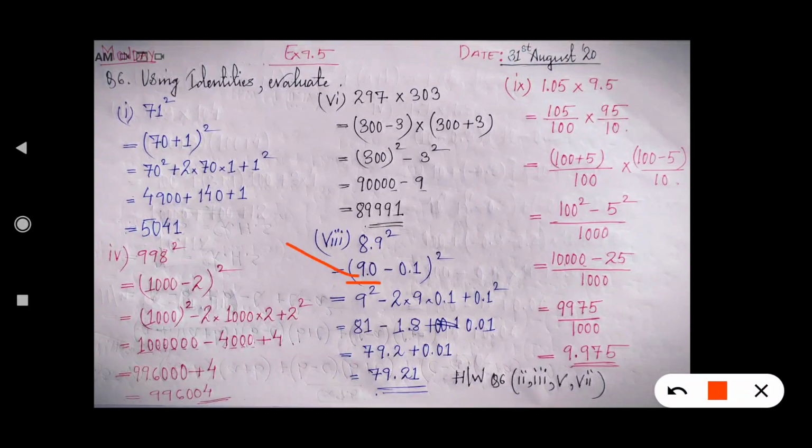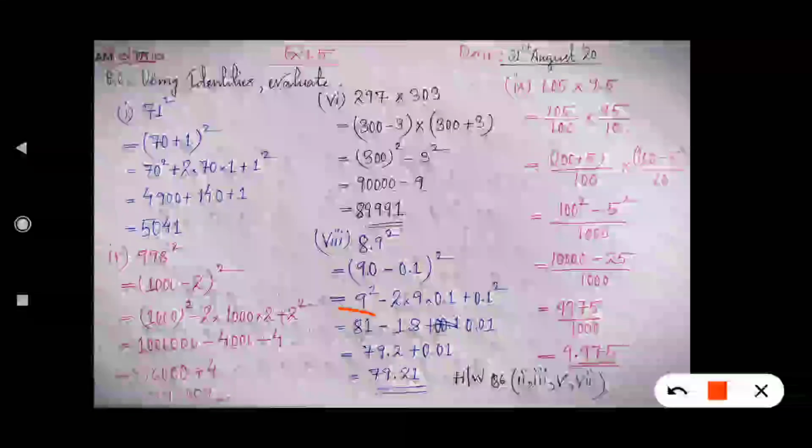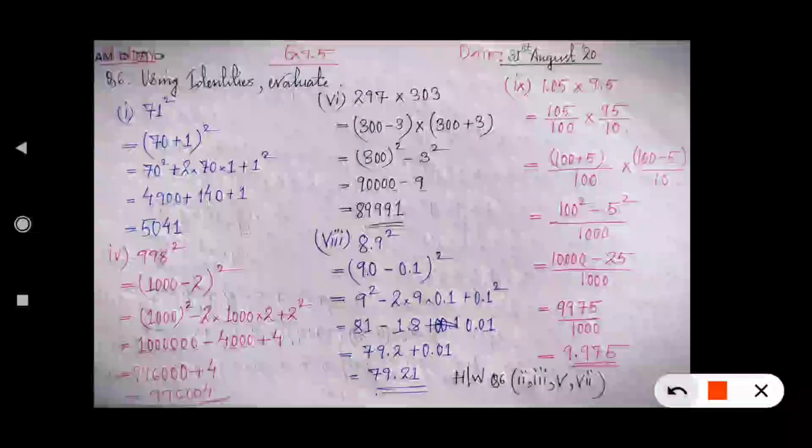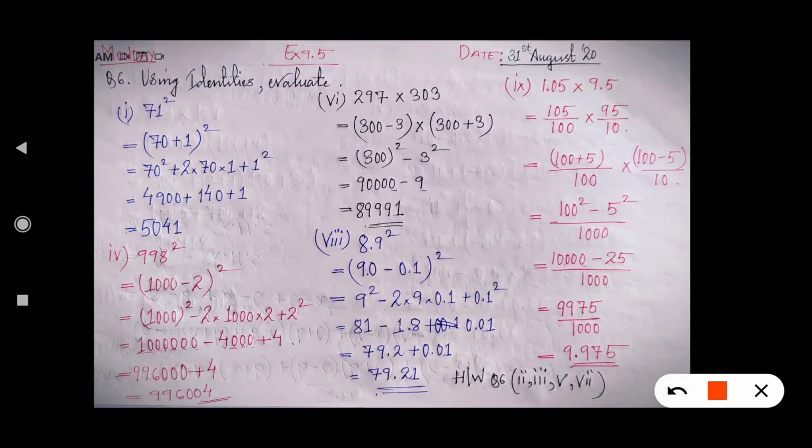Now this is (a minus b) whole square: a square minus 2 into a into b plus b square. So simply we'll have to simplify it. 9 square means 9 9s are 81. 2 9s are 18. 18 into 0.1 will give you 1.8. And lastly 0.1 whole square is 0.01. If you multiply 0.1 into 0.1, you'll get 0.01.